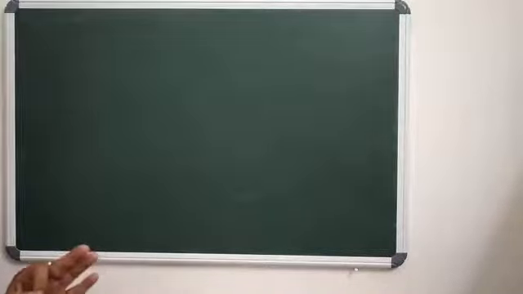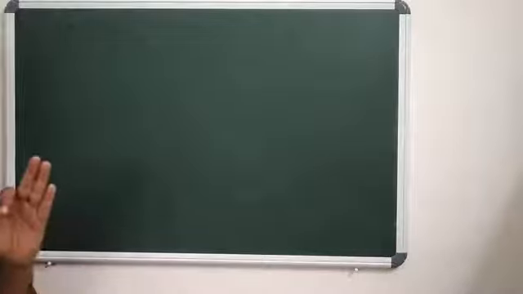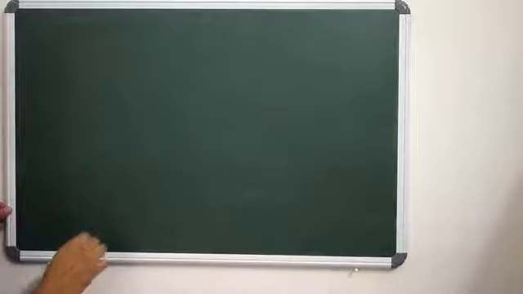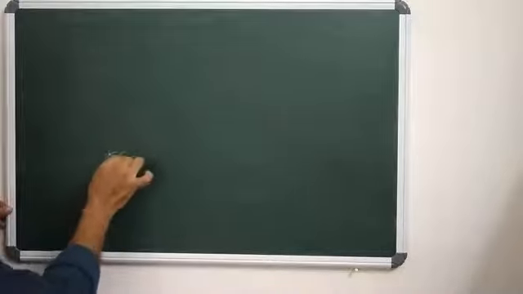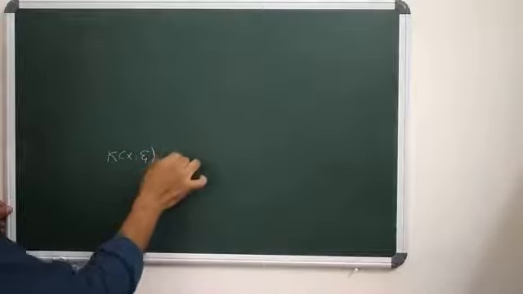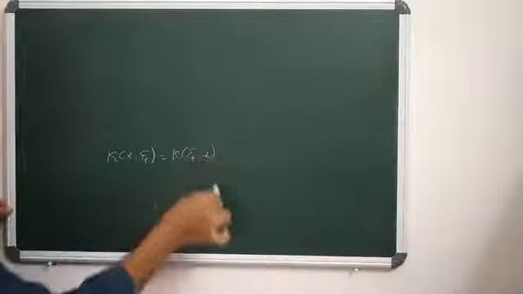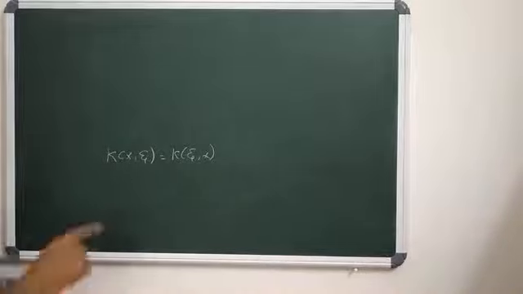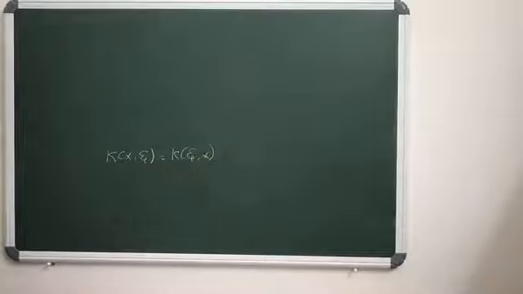When the kernel is real symmetric, then its characteristic values are also real. That's our requirement. So what is a symmetric kernel? If k(x, theta) is a given kernel, then it is symmetric if k(x, theta) equals k(theta, x). So this kernel k is said to be a symmetric kernel if it satisfies this condition.